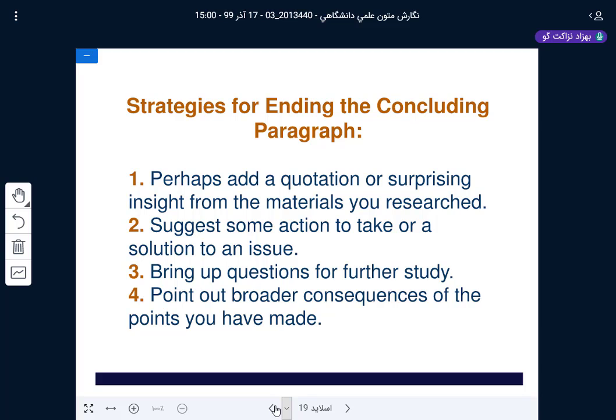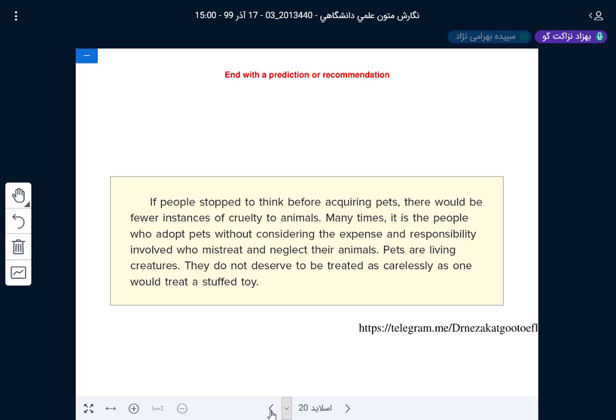Okay, go on. Number four, point out broader consequences of the points you have made. That's another way to end. Let's end with a prediction or recommendation. This is a prediction or recommendation.